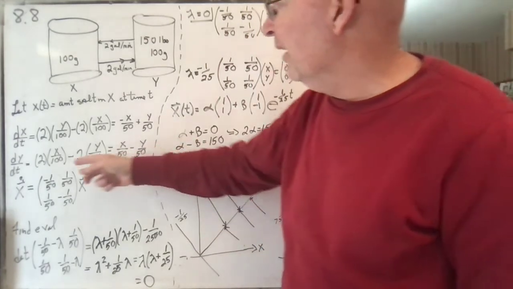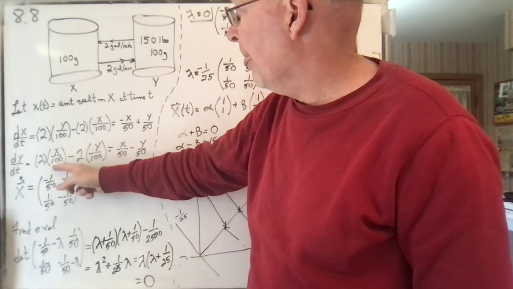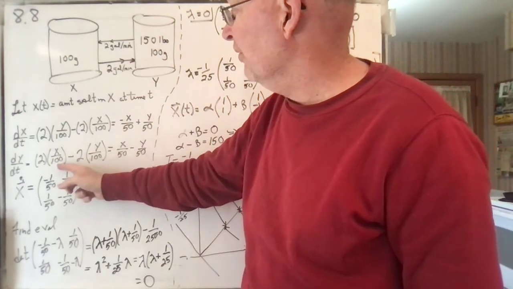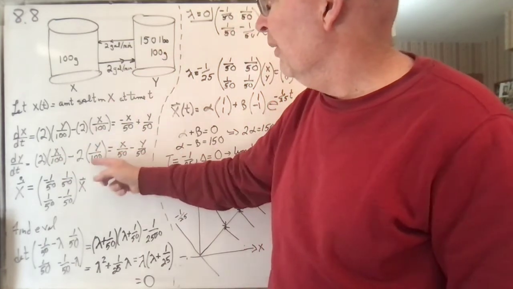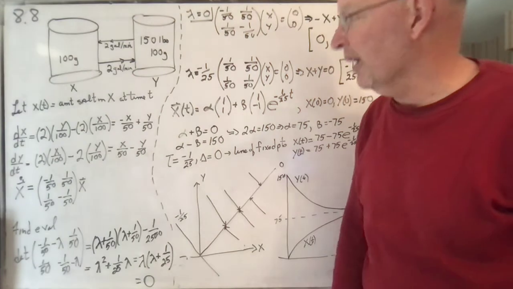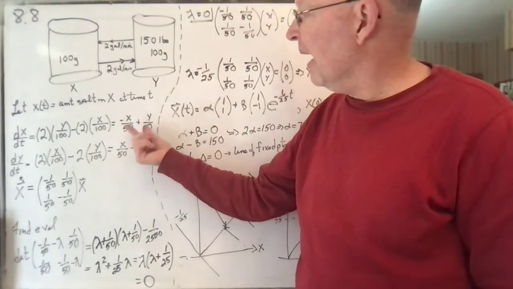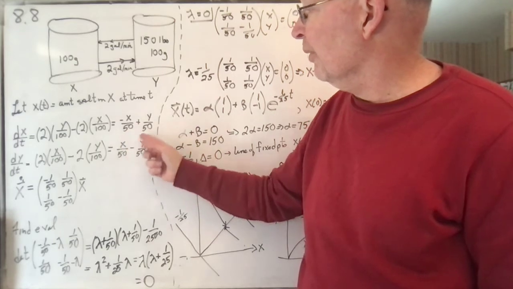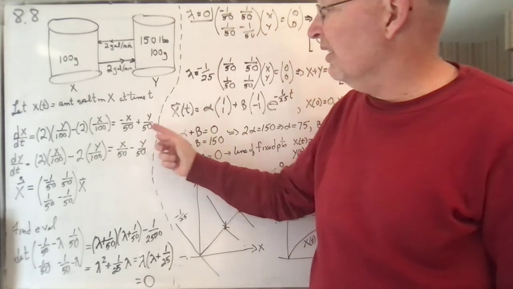And so it's the rate at which the salt is coming in to tank Y. There's the rate at which it's coming in. Here's the rate at which it's leaving. And so you get the same sort of thing. Notice that these are just the opposites of those, because it's exiting this one and it's entering this one. It's exiting this one and it's entering that one.